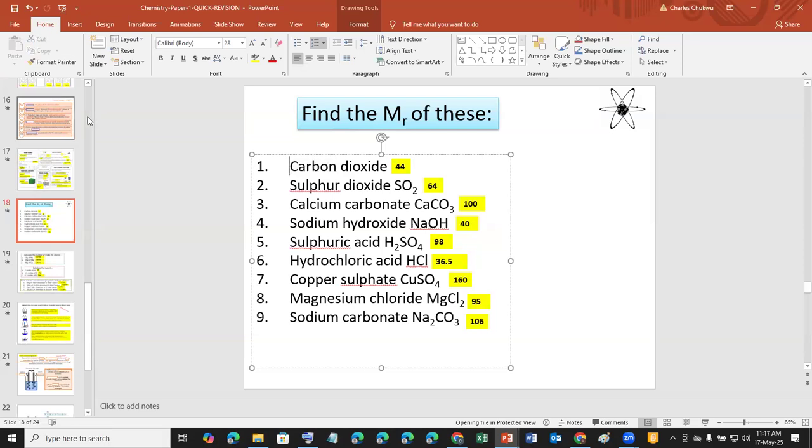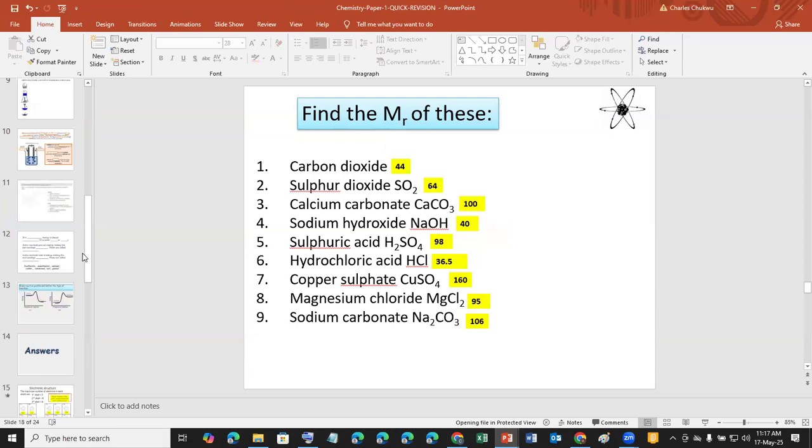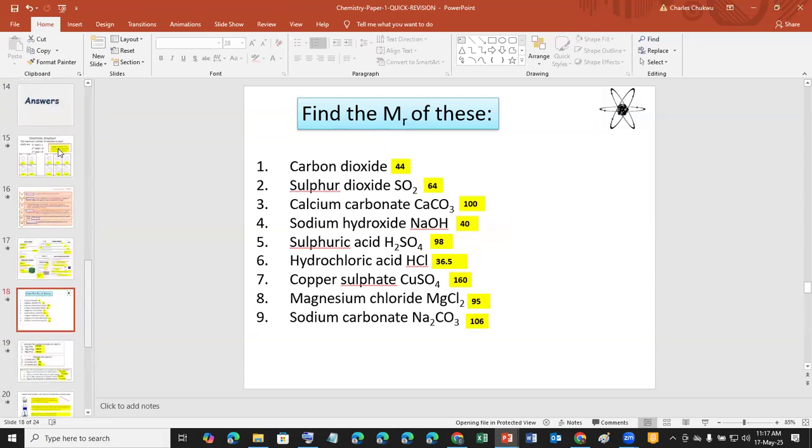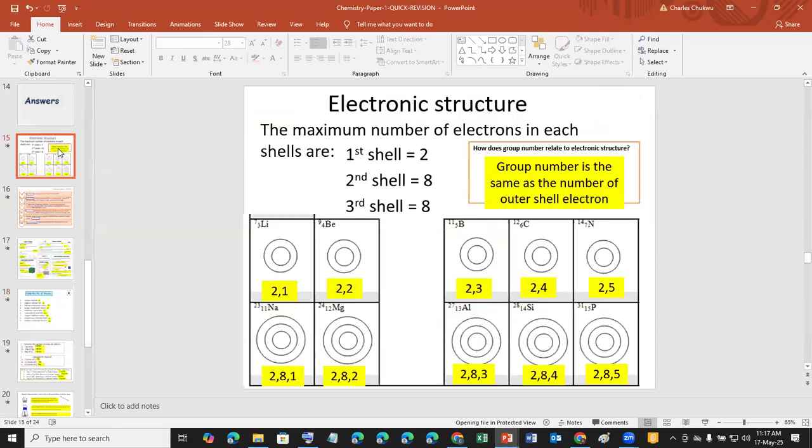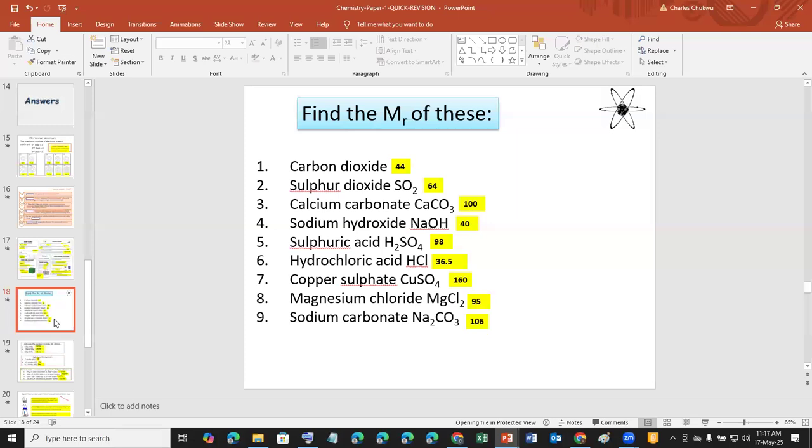Okay, so I'm going to quickly go back to that slide that has the atomic mass for each one. So I'm going to go for carbon dioxide. Remember, carbon dioxide is CO2, right? Yes. Now, in your mind's eye, I want you to see if you can do this calculation mentally, but if you can't, you can write it down.